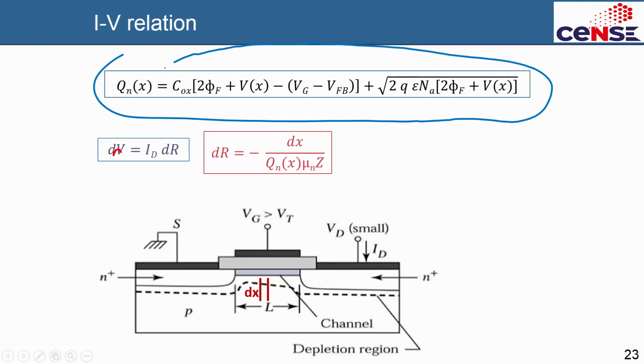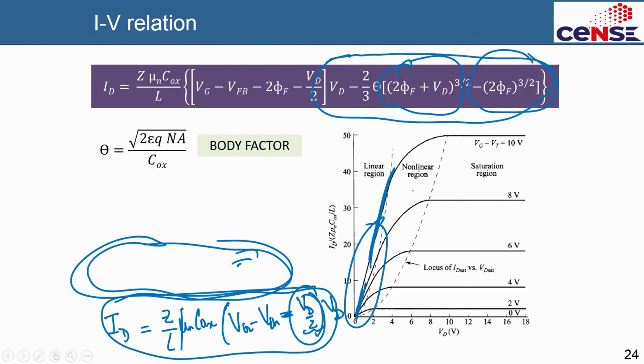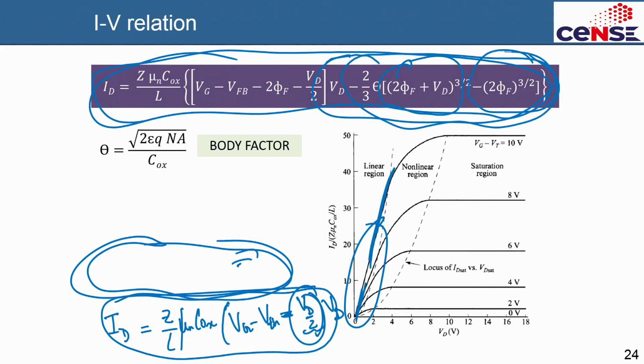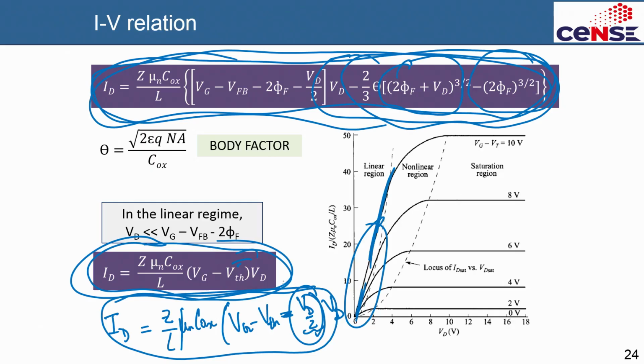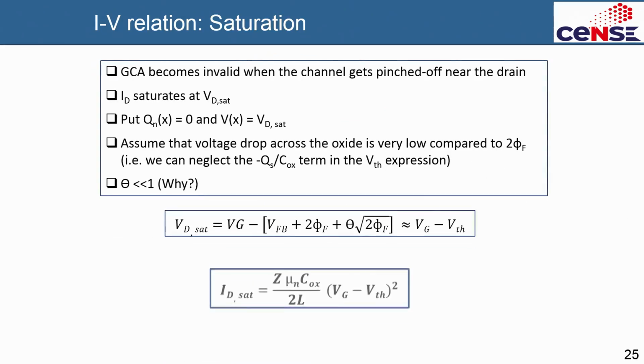Now you do a small integration to find out the current. That current will be this expression. You can do some Taylor series expansion, some simplification to make it simpler looking. With some simplification, you can get this expression for linear. I told you in some textbooks they have a Vd by 2 term here. So you have a linear expression and an expression for saturation current that gives you this expression.